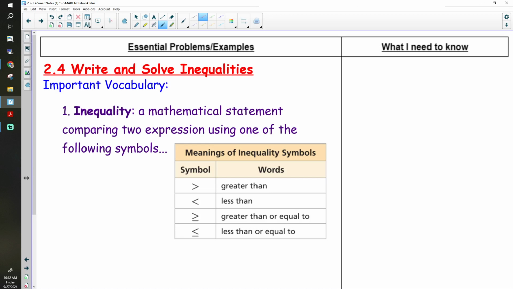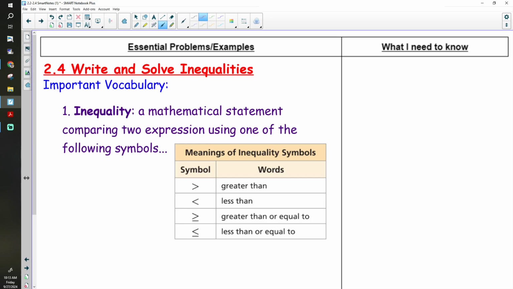What's nice is we solve them almost exactly the same as equations. So make sure you know your inequality signs. Make sure you know how to say them. You read them from left to right. If the big side's on the left, it's a greater than. If the small little point is on the left, it's a less than. We can also have greater than or equal to with our line underneath, or less than or equal to with our line underneath.